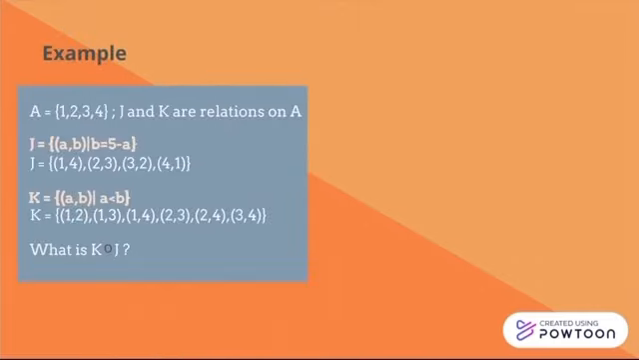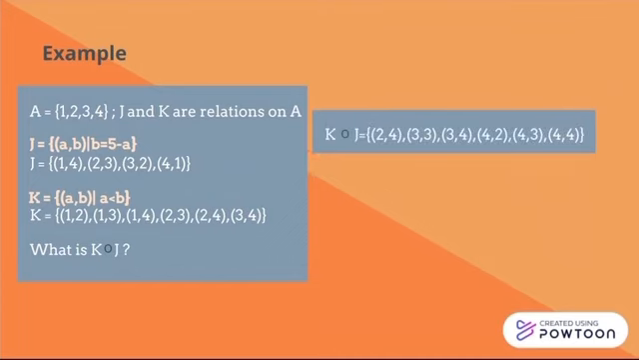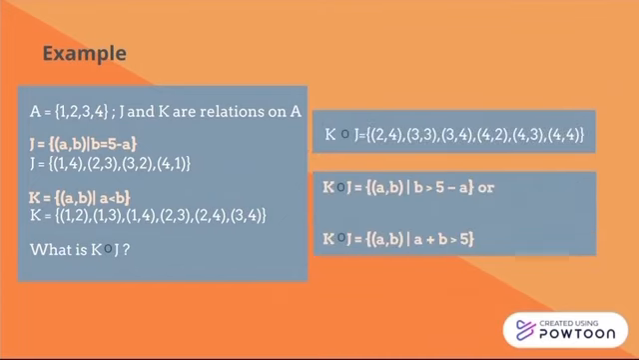Given two relations on set A. First, J is (a, b) where b is equal to 5 minus a, and second, K is (a, b) where a must be less than b. So what is K∘J? The solution for K∘J is (a, b) where b must be more than 5 minus a, or (a, b) where a plus b must be more than 5.